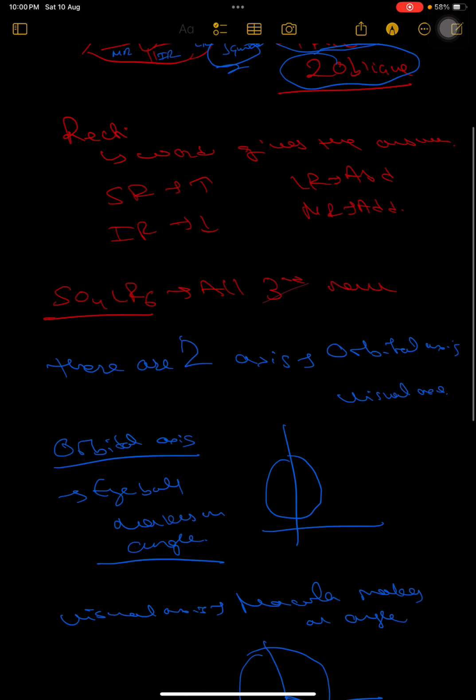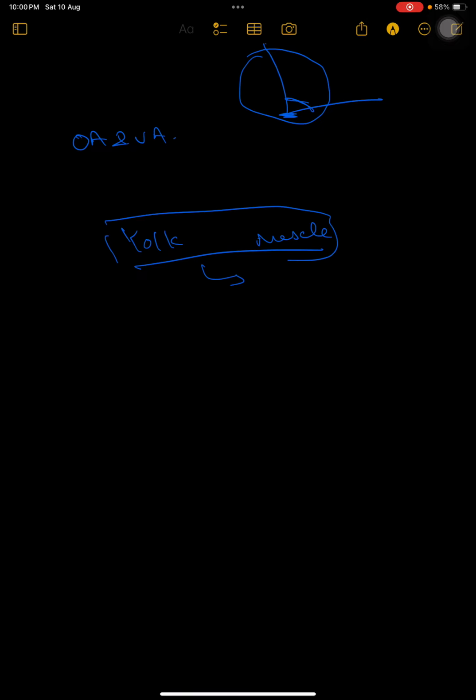Number 2, whenever we talk about squint, it's very important for us to understand about the yoke muscles. Yoke muscles rely on the principle of Hering's law. So what is Hering's law?